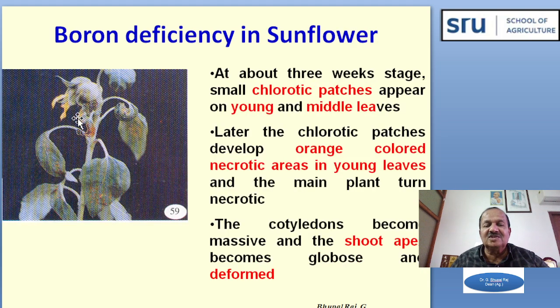In sunflower also, there is a bushy appearance and chlorotic patches in young leaves. In the meristematic portion, the leaf growth stops, the cotyledon becomes massive, and the shoot apex becomes globose, leading to deformation. You see the leaf deformation. This is the main symptom because of boron deficiency in sunflower.